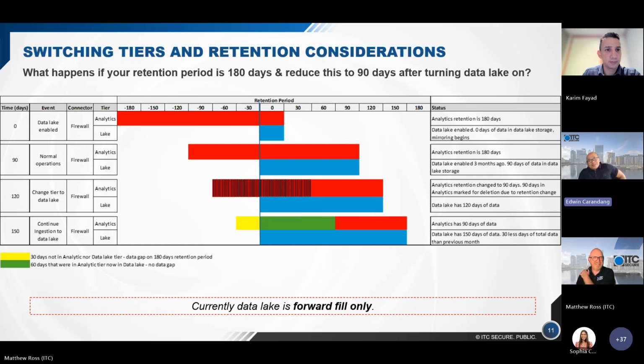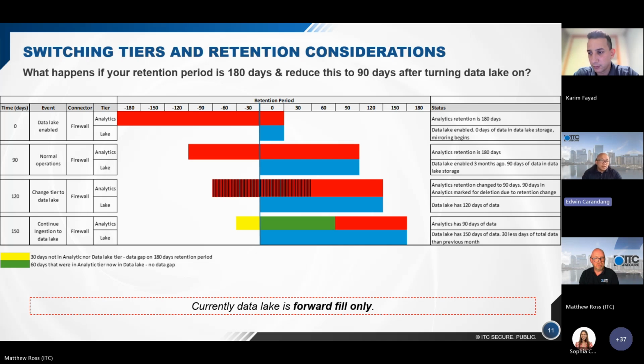Okay. Yeah, so this slide really is to illustrate what would happen if you prematurely reduce your retention period in the analytics tier, having turned on the data lake tier. So just walking you through this, day 0, you have 180 days of data in the analytics tier, and you turn the data lake tier on. Day 90, you have 180 days in the analytics tier and 90 days in the data lake tier. Then you decide at day 120 to reduce the analytics tier retention period to the default 90 days, and you have 120 days of data in the data lake tier.